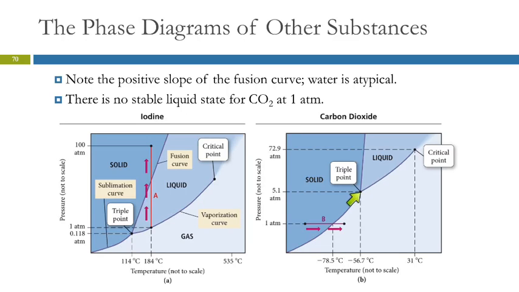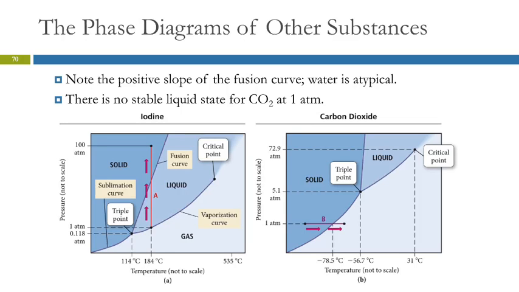But here's the triple point. It's at 5 atmospheres and minus 56.7 degrees. So down here at 1 atmosphere, you go across, and you've got solid CO2, and it sublimes. So there's no liquid. There is no section of this that is a liquid at 1 atmosphere. That's unusual also. Iodine does have this small area here where it is a liquid at atmospheric pressure.